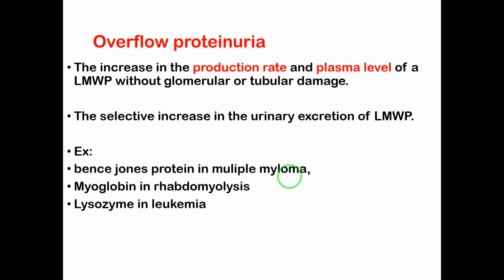The production rate of certain protein will be high, with normal tubular and glomerular function. The type of protein is usually low molecular weight protein, and there is no high molecular weight protein in this type because the glomerulus is normal.